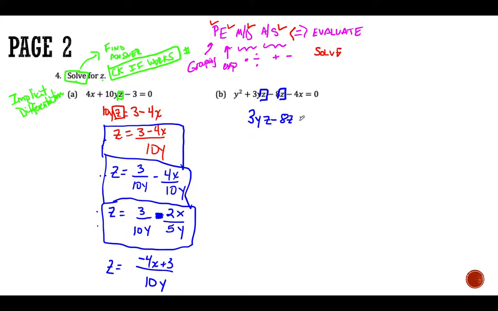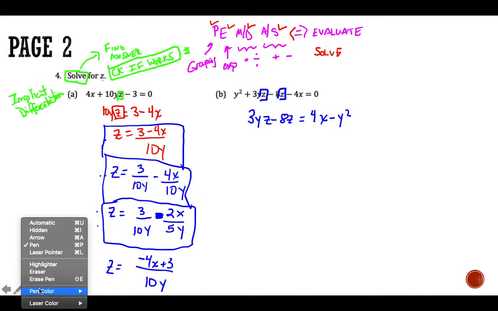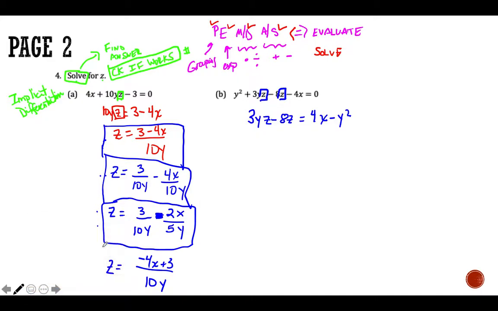I'm going to move the 4x, which is negative, over to the other side, so it'll be positive. I'm going to move the y squared over to the other side. It was positive, so it'll now be negative. Ugh. I've got a situation here, right? My situation is I've got a z in 2 places, and I need the z to only be in one place like it is here.